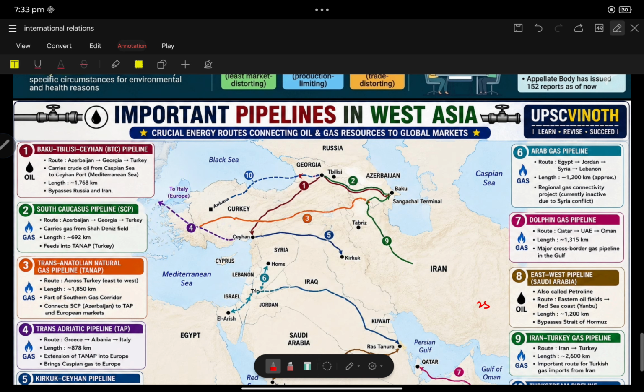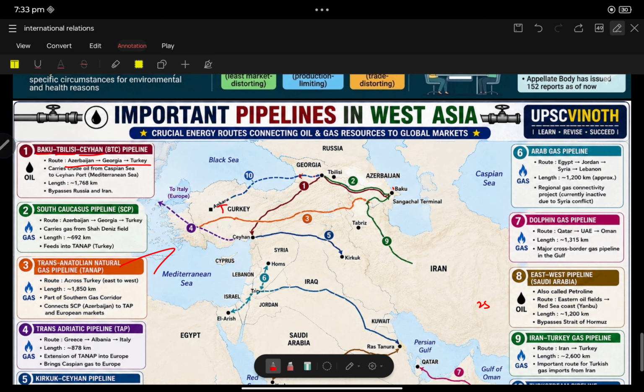First thing, Baku Tbilisi Ceyhan, BTC pipeline. Azerbaijan, Georgia, Turkey. South Caucasus pipeline. Again, Azerbaijan, Georgia, Turkey.